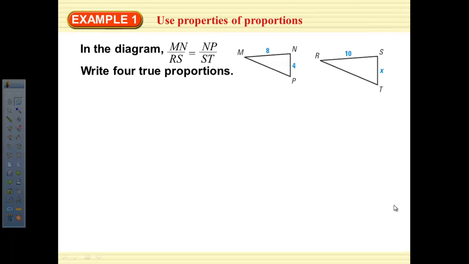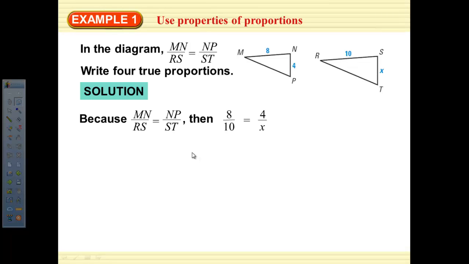We're now looking at the properties of proportions. This was at the beginning of section 2. So we want to write 4 true proportions for the information that is here. We've got mn over rs, which would be 8 over 10, and np over st would be 4 over x. So of course the first one we can write is just what's given to us.